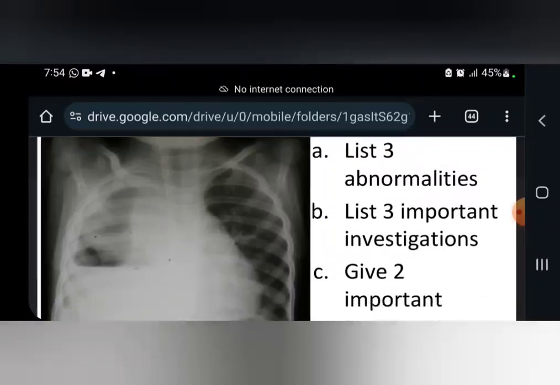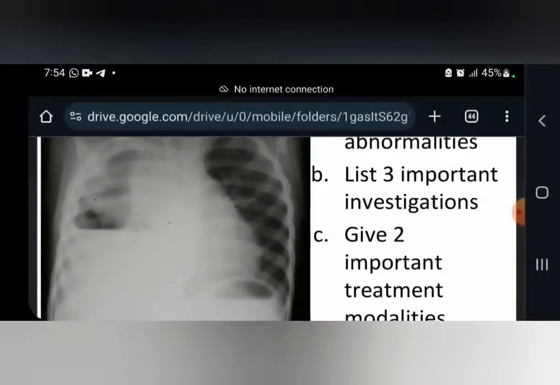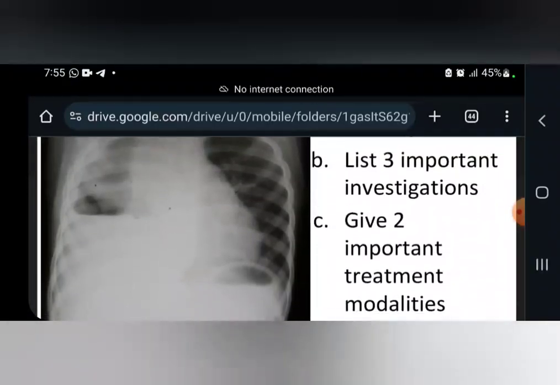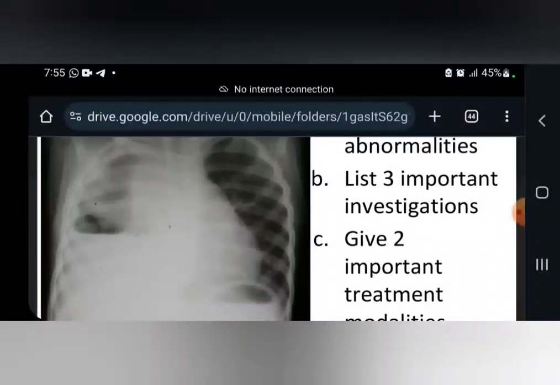I understand it. Now the next part is B. List three important investigations. Is it clear? So you are going to do investigations for pulmonary tuberculosis, which is your diagnosis. The first thing is a sputum acid fast bacilli. Second thing is sputum culture and sensitivity, and the third thing is the GeneXpert. Is it clear? Sputum GeneXpert, or the sputum PCR. Those are the three major investigations that you do to confirm your diagnosis.